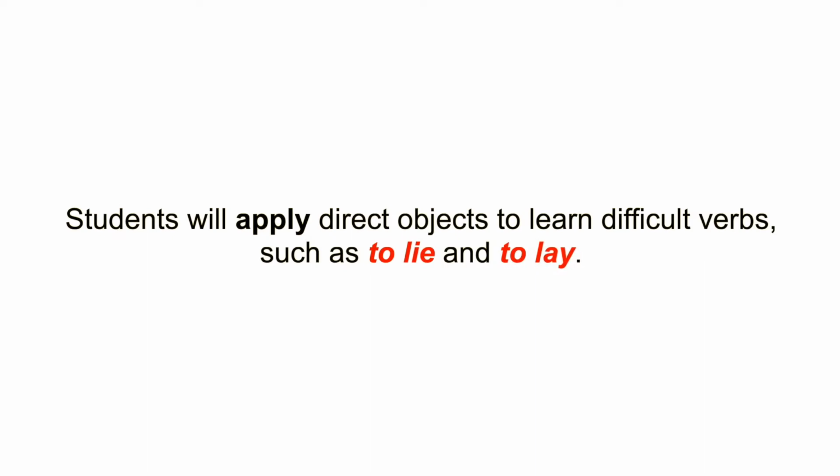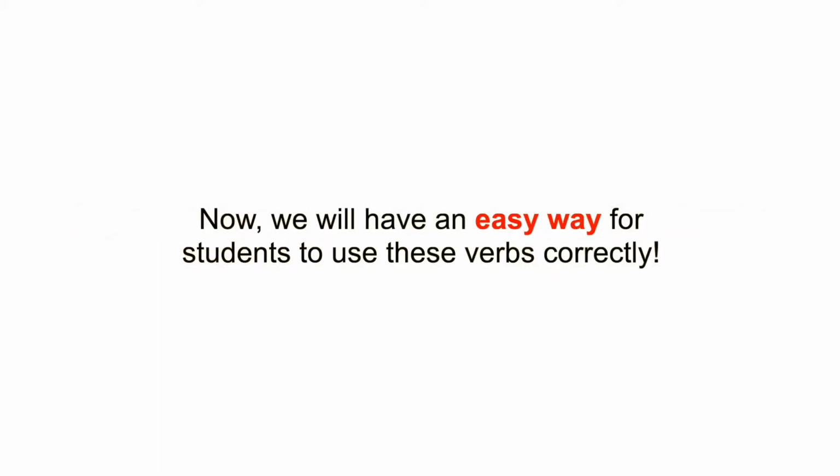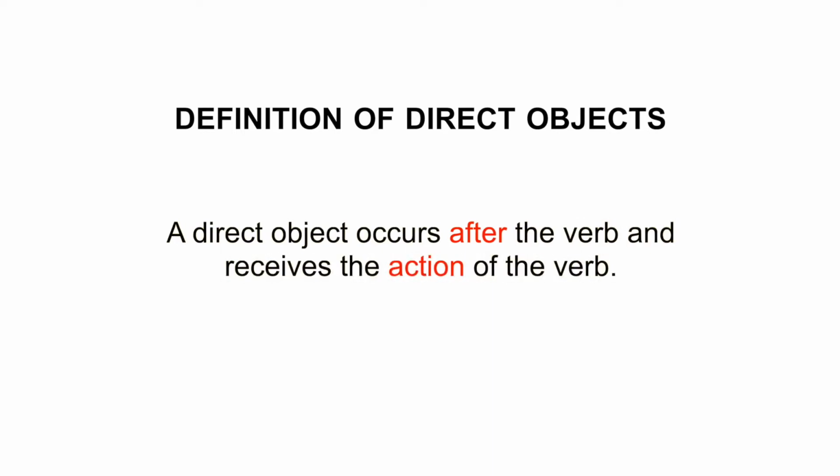Also, students will apply direct objects to learn difficult verbs, such as to lie and to lay. Now we will have an easy way for students to use these verbs correctly. We are pre-teaching the concept here in order to apply it later. The formal definition of direct objects is worth sharing. A direct object occurs after the verb and receives the action of the verb. That's too nebulous for most students.